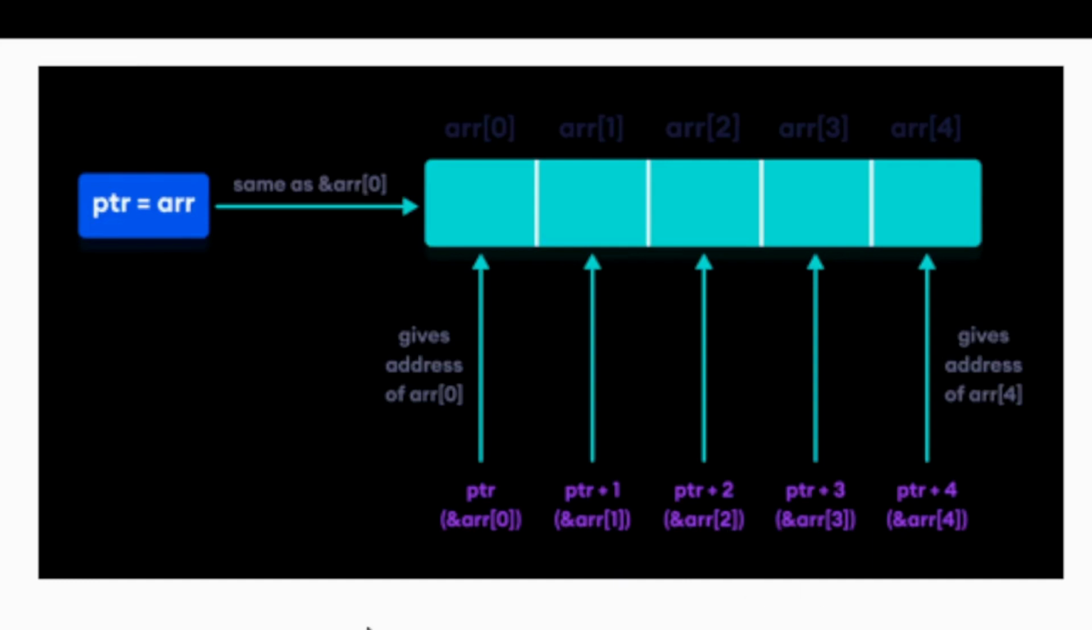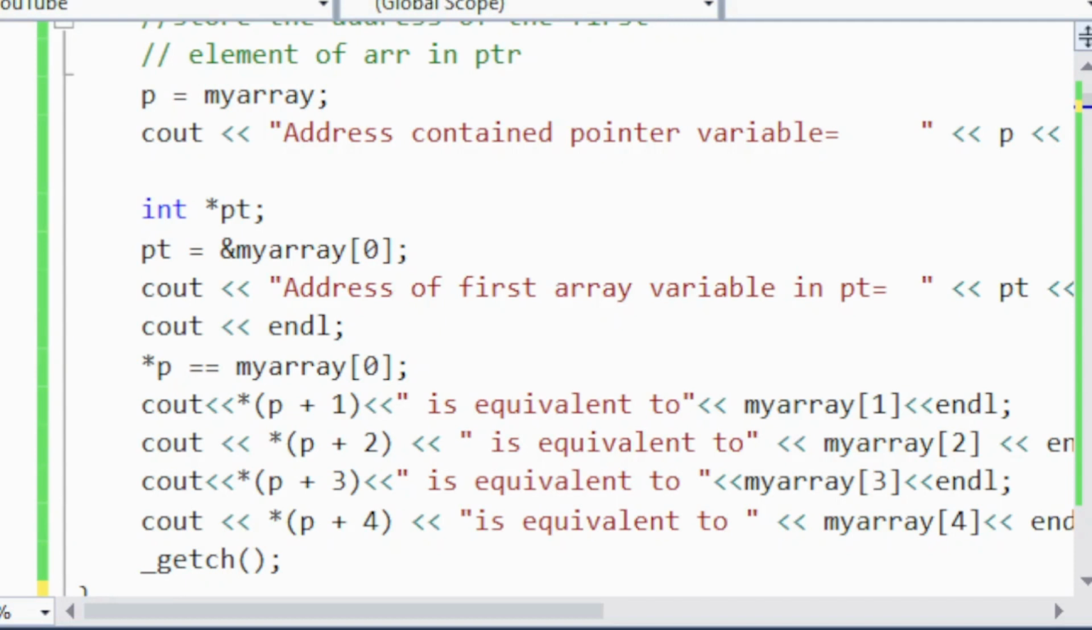and so on. So if you look at the code, this is exactly like star ptr plus 1 is equivalent to my array 1, star ptr plus 2 is equivalent to my array 2, and so on. So in this short video, we have shown that a pointer variable not only contains the address of a simple variable, but can also contain the address of a cell of an array.